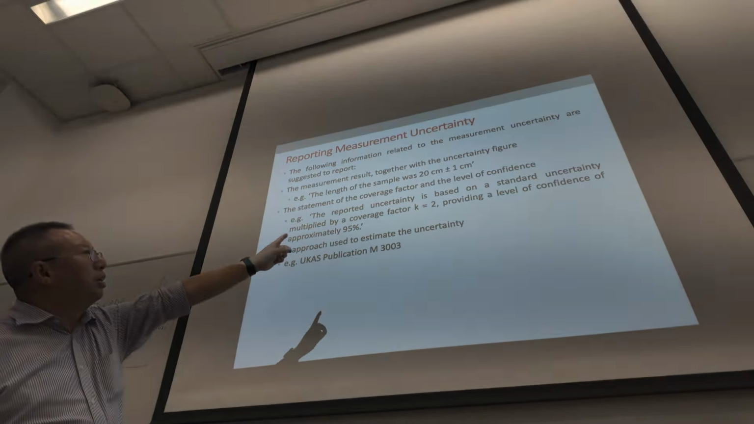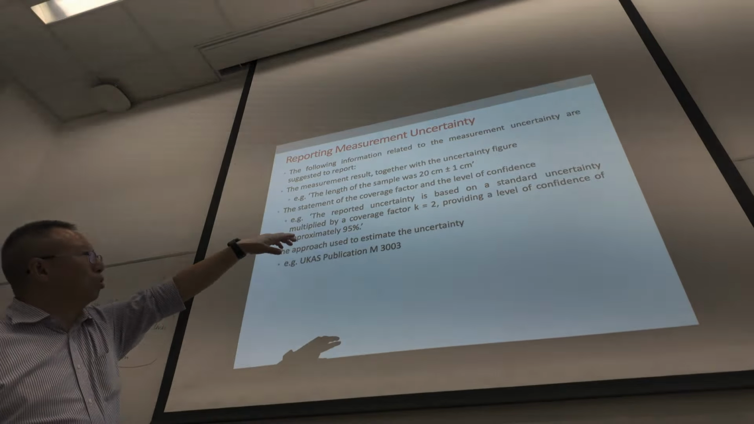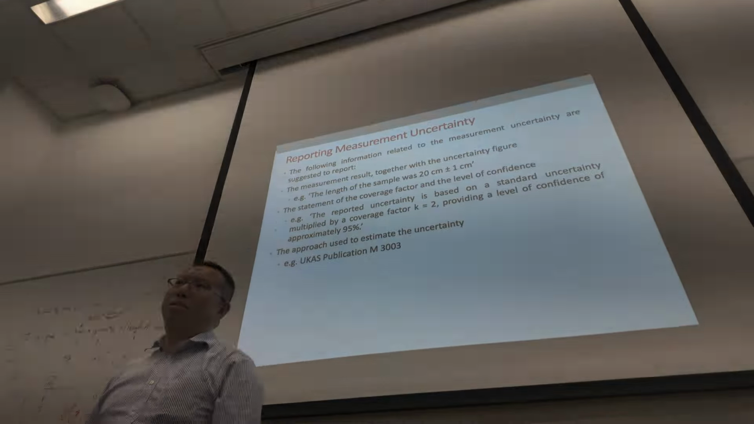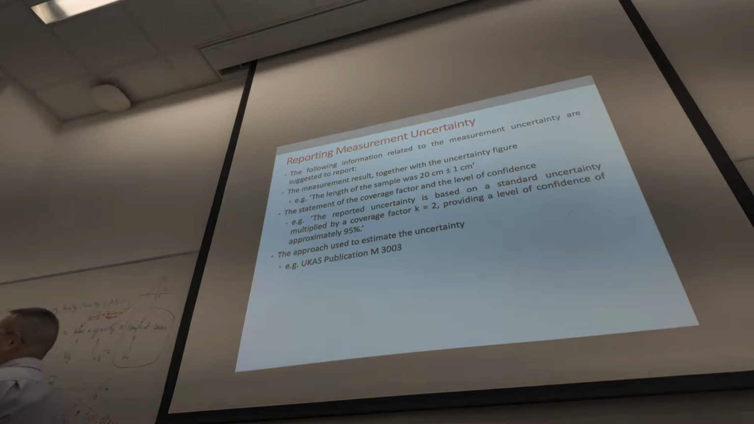The reported uncertainty is based on a standard uncertainty multiplied by a coverage factor k equals to whatsoever, providing a level of confidence of approximately 95%. That's it. This sentence.